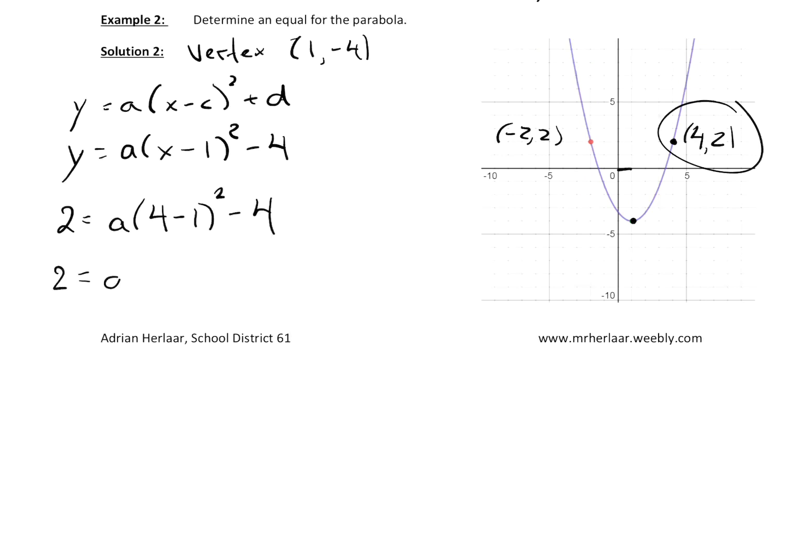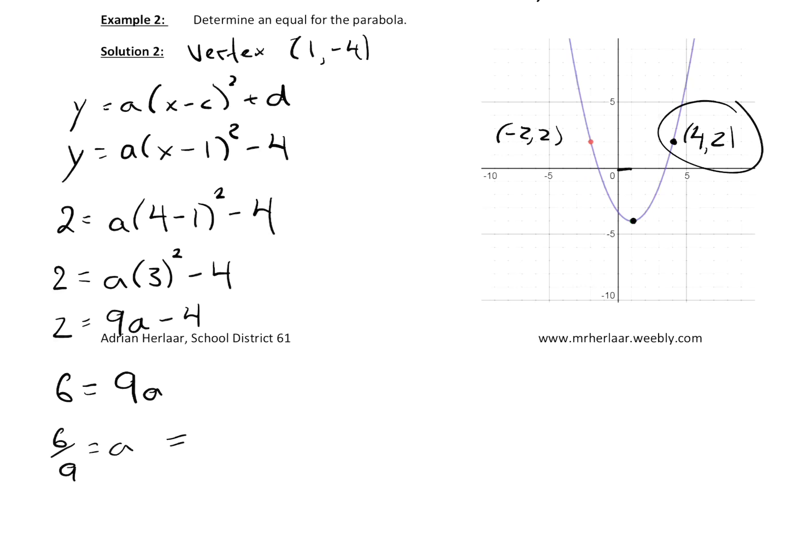So 2 equals a times 3 squared minus 4. 2 equals 9a minus 4. Now you add 4 to both sides. So 6 equals 9a. Divide both sides by 9. 6 over 9 equals a, which is a equals 1 over, sorry, not 1 over. Divide them both by 3. a equals 2 over 3.